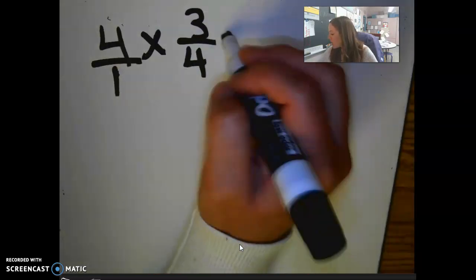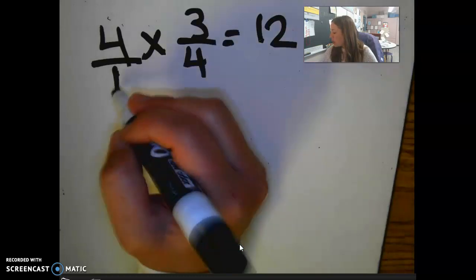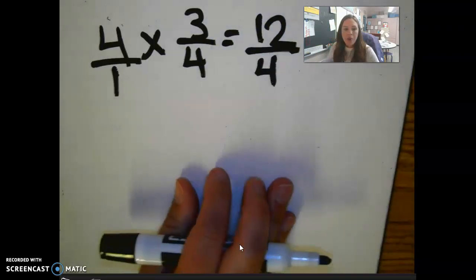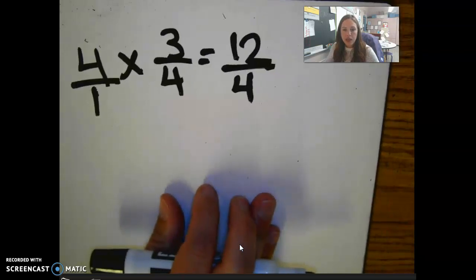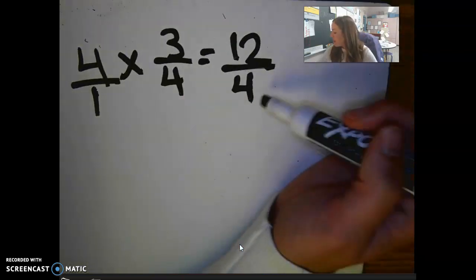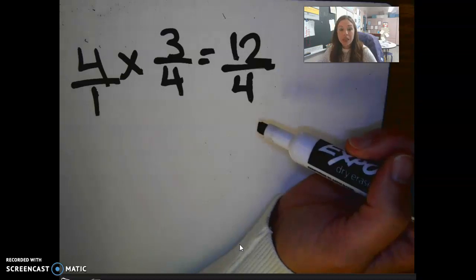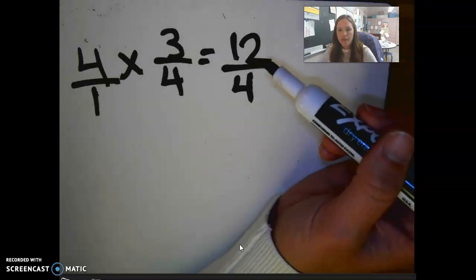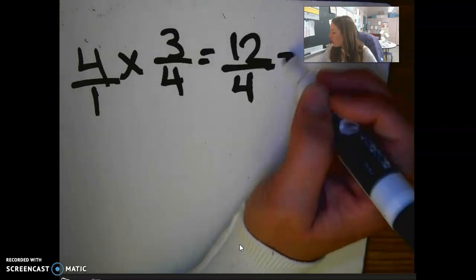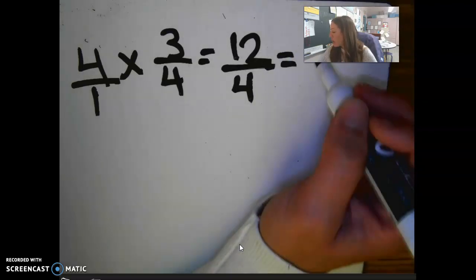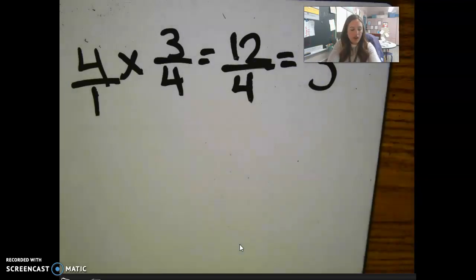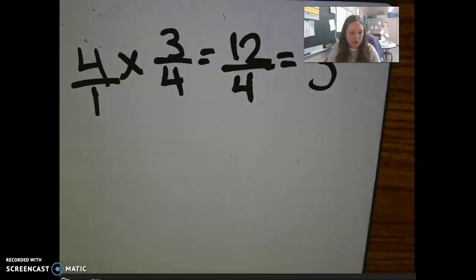4 times 3 is 12. 1 times 4 is 4. Well, I have an improper fraction. So what do I need to do? Divide. And this one is pretty simple because 4 goes into 12 evenly and I won't have any left over. So I know that 12 divided by 4 is 3. All right, let's look at our next one.